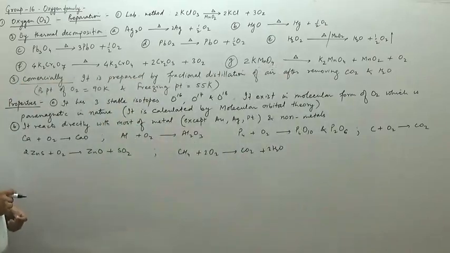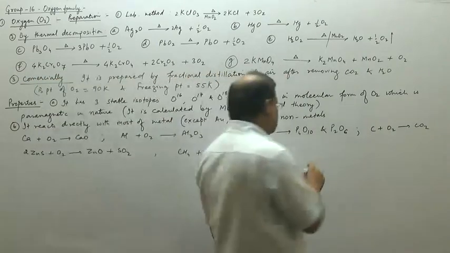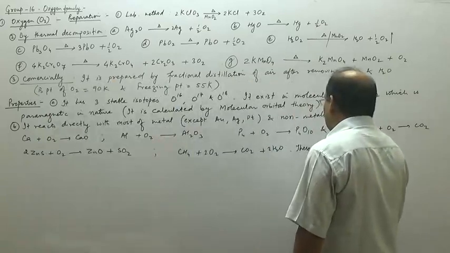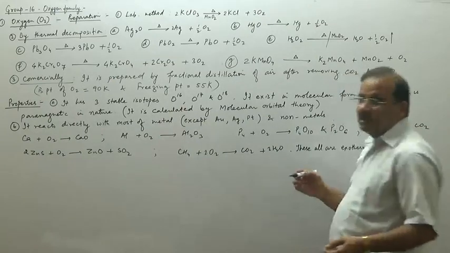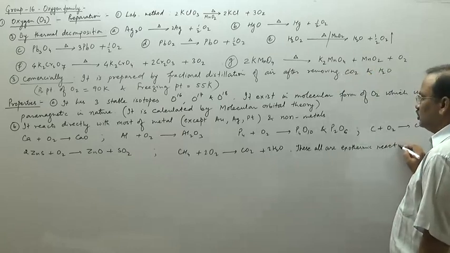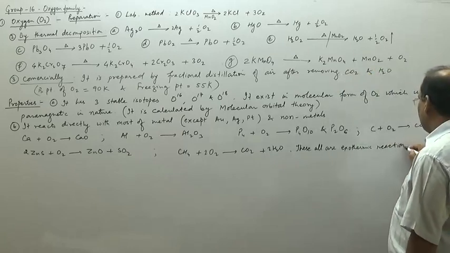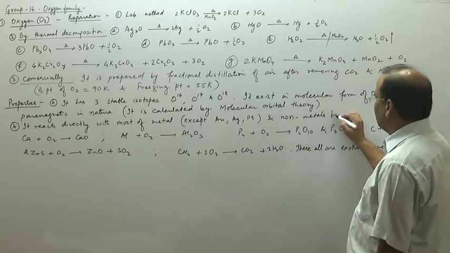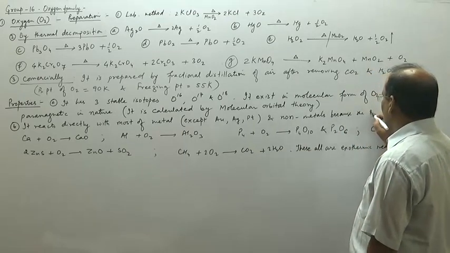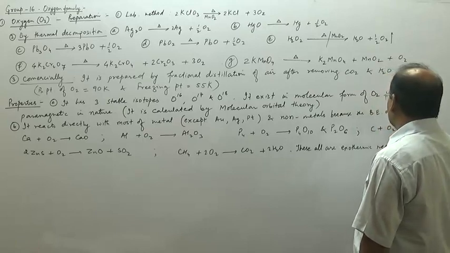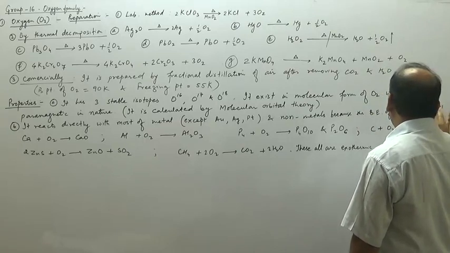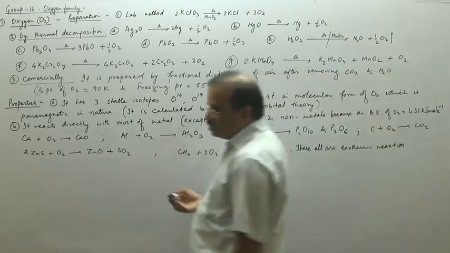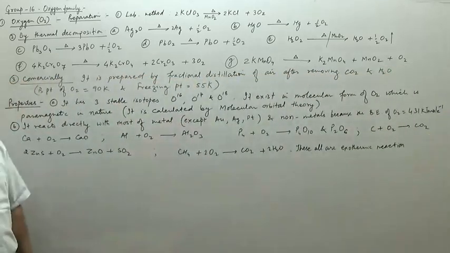All can be called combustion type reactions. In all the cases, they are exothermic reactions. Since they are exothermic reactions, they can take place very easily. That is because of the bond energy of O2. The bond energy of O2 is only around 431 kilojoules per mole, which is not very high. That's why it is going to show the reaction like that.